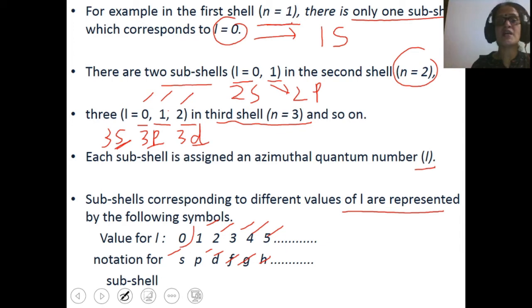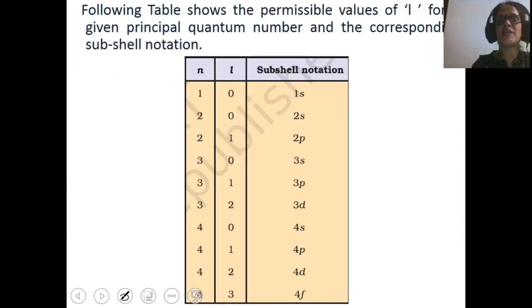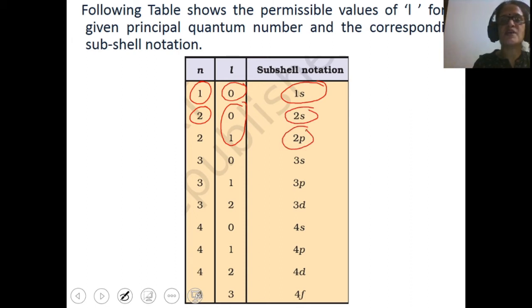So now with the help of this table we can explain this point again. n is equal to 1, there is only one value of L, that is 0, and the subshell will be designated as 1s. n is equal to 2, you have two values of L, they are 0 and 1, so n=2, L=0 is the 2s subshell, and n=2, L=1 is the 2p subshell. So in the second shell, how many subshells do we have? We have two subshells in the second shell.